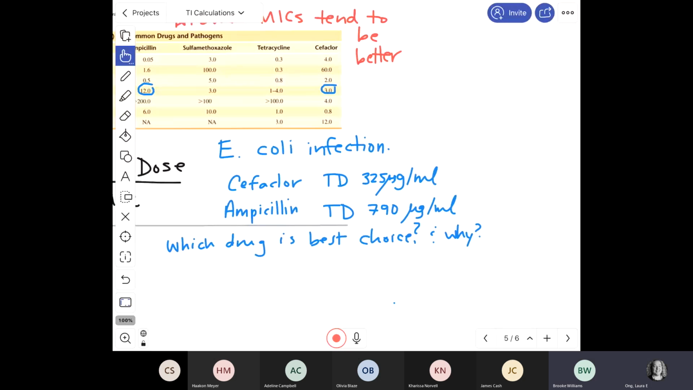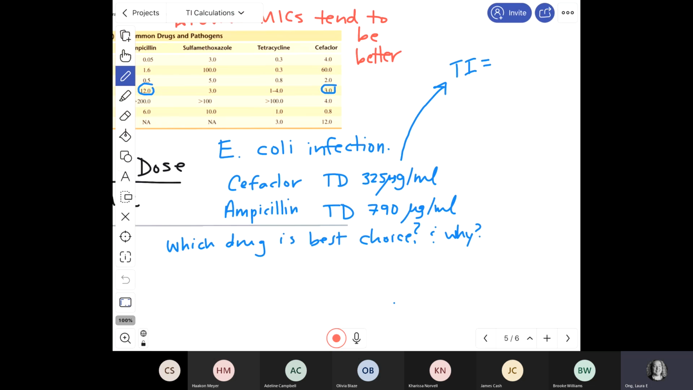The better one is the cefaclor? Cefaclor, yes. I don't actually know until I work it out, which I'm going to do next. So for practice problems, I tend to just make these up on the spot. Okay, so let's work out for cefaclor what the therapeutic index would be.